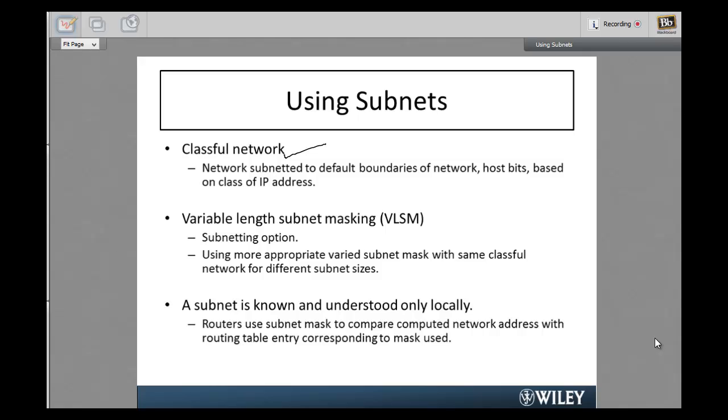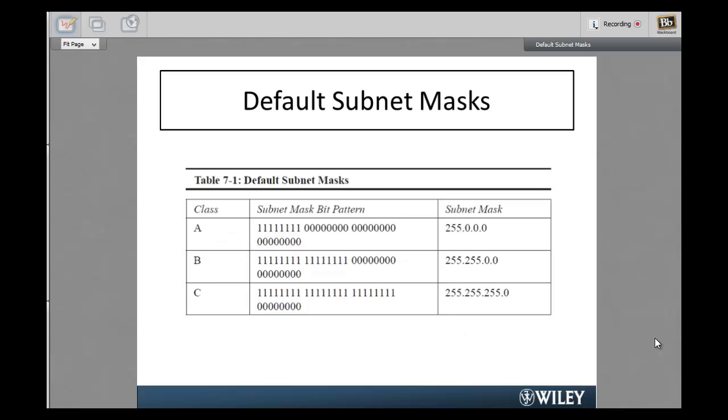A subnet is known and understood only locally. So the router uses the subnet mask to compare the computed network address with the routing table entry corresponding to the mask used. Okay, so the subnet is only known locally, so the routers have tables, so they can do NAT, network address translation, to translate the address back to the private address inside.